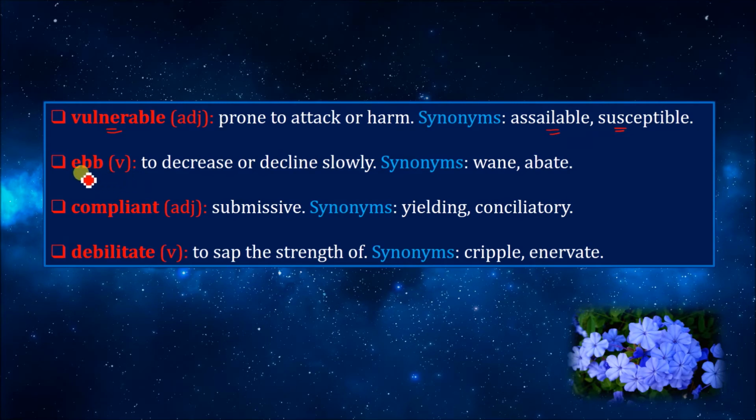Ebb, we talked about this. Ebb is to decrease or decline slowly. The ebb and flow of life. It's a synonym for wane, to decrease in size. Abate. Ebb.